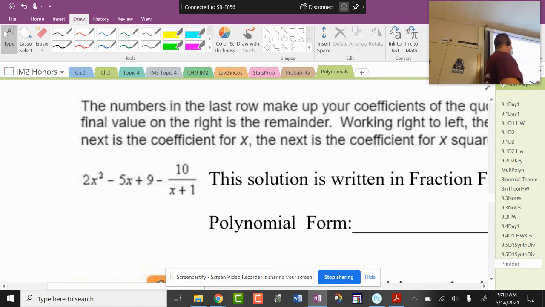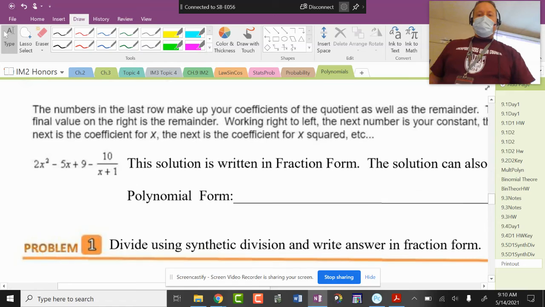By the way, is x plus 1 a factor of this? Yes or no? No, not a factor. Why? There is a remainder. All right. If the remainder was 0, then it would be a factor. Fumble back there. Hopefully everyone's good on that.